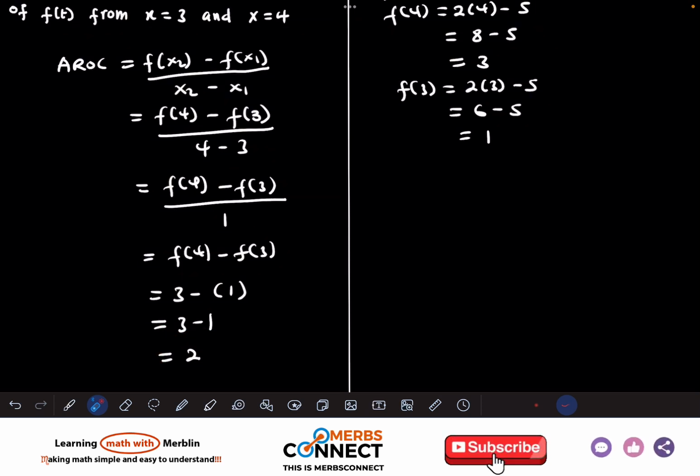Now in the next video, we are going to take another example where the average rate of change will depend on h, so that we can find the instantaneous rate of change.